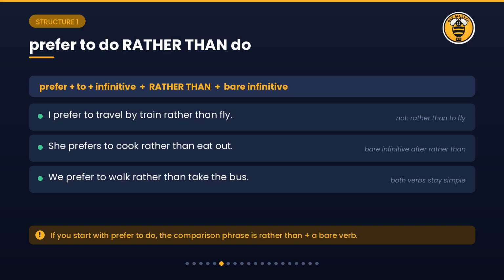So 2 patterns, 2 linking words. Prefer something to something, or prefer to do something rather than do something.